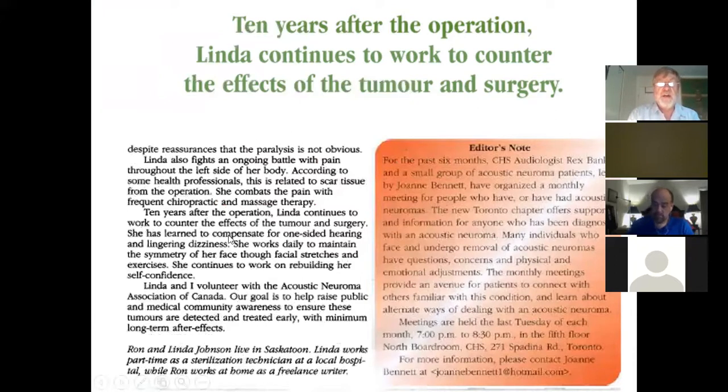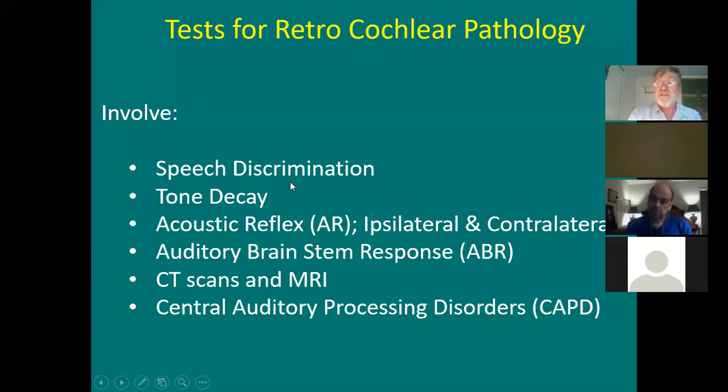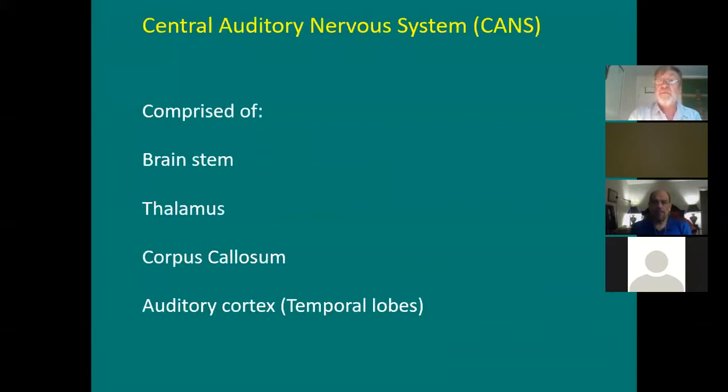Ten years after the operation, she continues to work to counter the effects of the tumor and the surgery. She has learned to compensate for one-sided hearing loss and lingering dizziness. She works daily to maintain symmetry of her face through facial stretches and exercises, and continues to work on rebuilding her self-confidence. So you can really see that the results of an eighth nerve tumor can be pretty brutal.